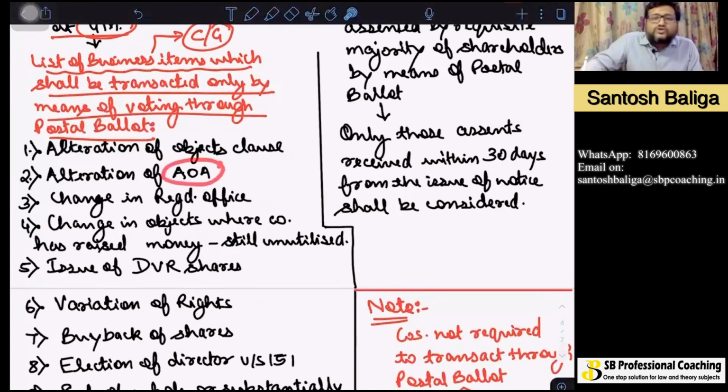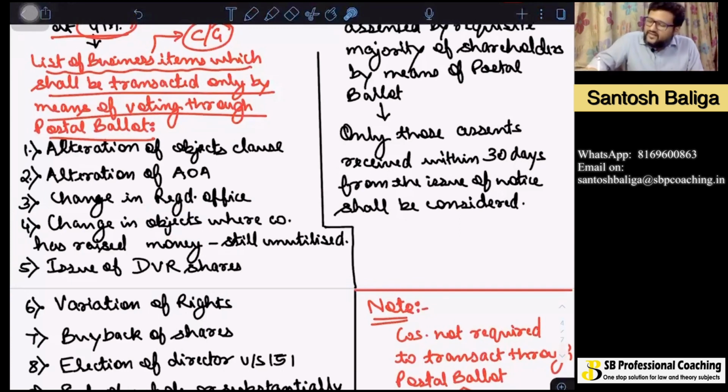Similarly, if the company wants to alter its articles of association, okay, it wants to change its registered office, it wants to change its objects where the company has raised some money and it is still unutilized, raised some money from public. So it has come up with an IPO. I'd say, for example, it had come up with an IPO of 100 crores. It has so far utilized 80 crores and 20 crores is still unutilized and it wants to change its objects. Then the company will have to undertake the route of voting by postal ballot.